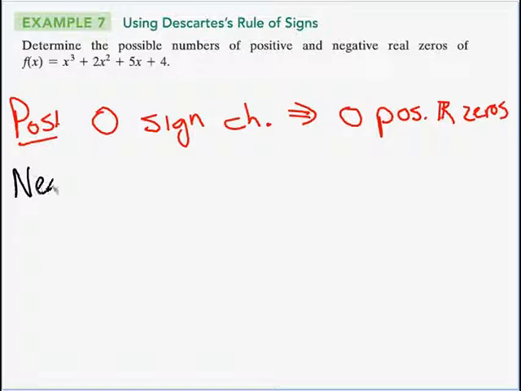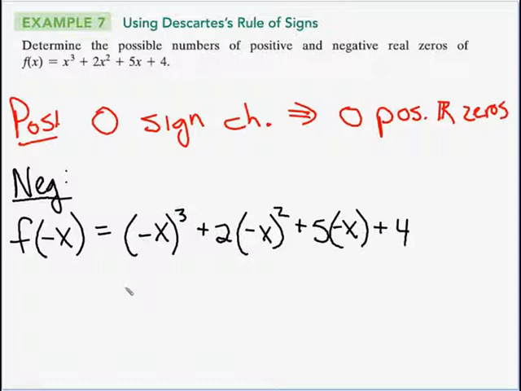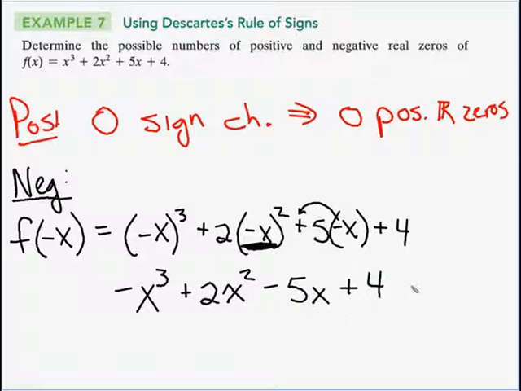Okay, let's investigate the negative possible real zeros. To do that, we want to find f of negative x. If I just plug negative x's in where all the x's were in the original function and simplify, we'll have f of negative x. So here the negative is cubed, so it'll come out as a negative x to the third. Here we square the negative away, and then we still have our plus 2. Plus 5 times minus x, the minus will hit that plus, and that'll become a minus. We got our plus 4.